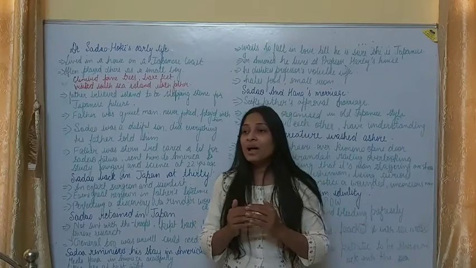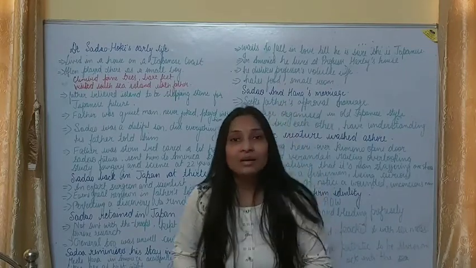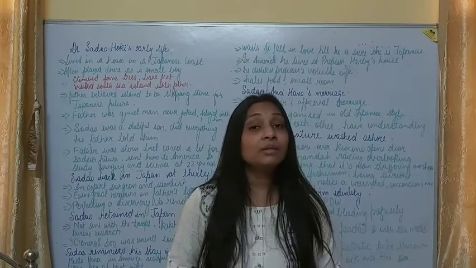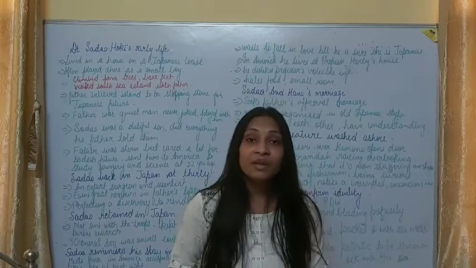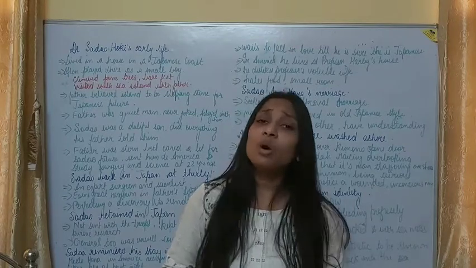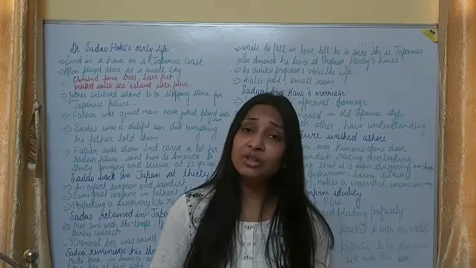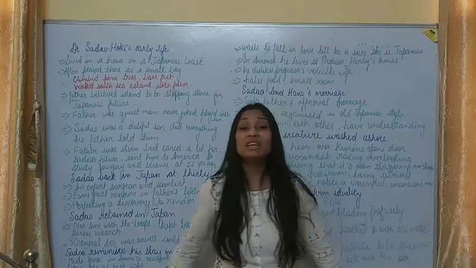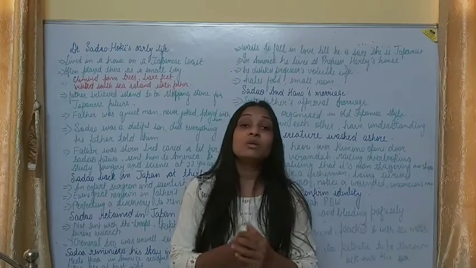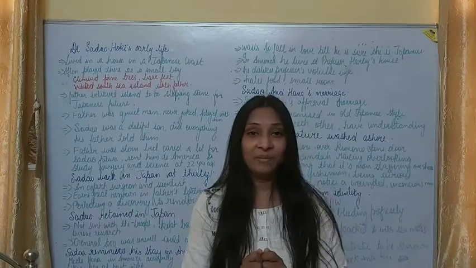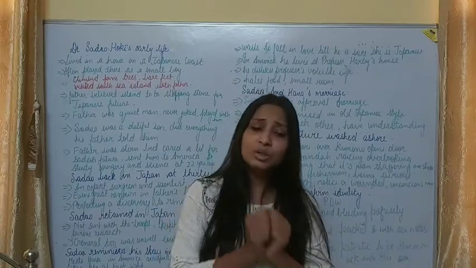Now what happened? When he returned from America at the age of 30, he had become a renowned doctor, surgeon, and scientist. Why are we calling Dr. Sadao a scientist, children? Because Dr. Sadao was working on an ointment which could even clean the mark of a wound. So he was a scientist too.